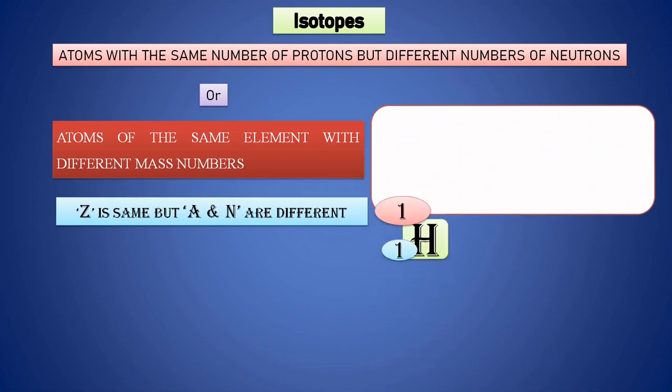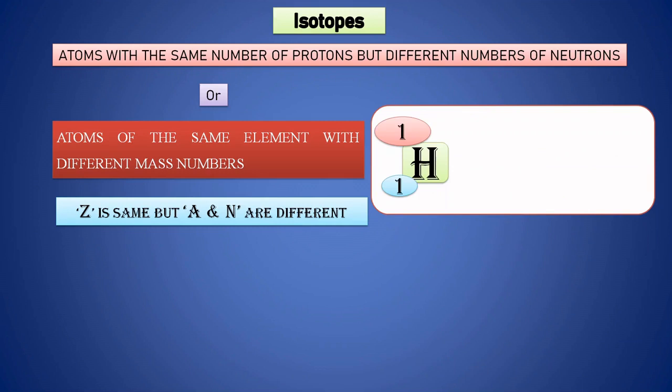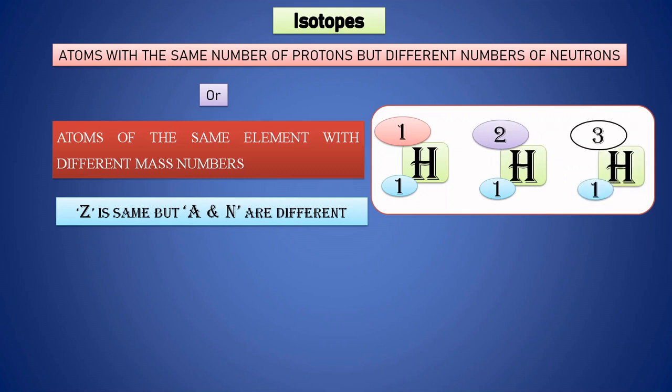For example, if we take hydrogen isotopes, this is 1H1, atomic number 1 and mass number also 1. This is protium. This is 1H2. This is deuterium. 1H3. This is tritium. All these are hydrogen isotopes. Here the mass number is 1, here the mass number is 2, here the mass number is 3. So atoms of the same element, the same atoms, but with different mass numbers.